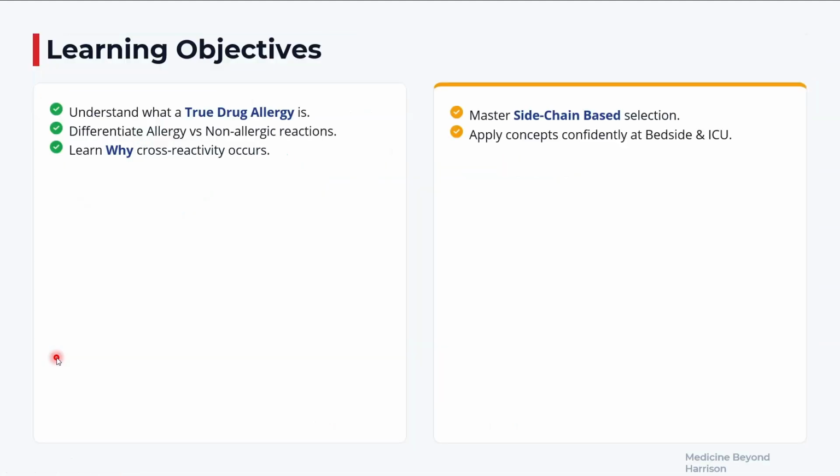Let's get started. In this video, we'll understand what true drug allergy is, differentiate allergy versus non-allergic reactions of many antibiotics, learn why cross-reactivity occurs, and master the side chain-based selection. We'll know more about this side chain-based selection in the upcoming slides, and apply the concepts confidently at the bedside and in the ICU, and prescribe the appropriate antibiotic.